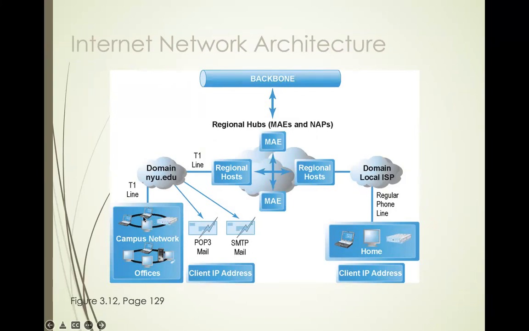For example, NYU here has a T1 line to connect their campus network and offices in the NYU campus in New York, and the client can use POP3 or SMTP email to check the email of NYU as well. While for the regional host in other cities in New York, they have the domain local ISP to connect their computers to the internet.